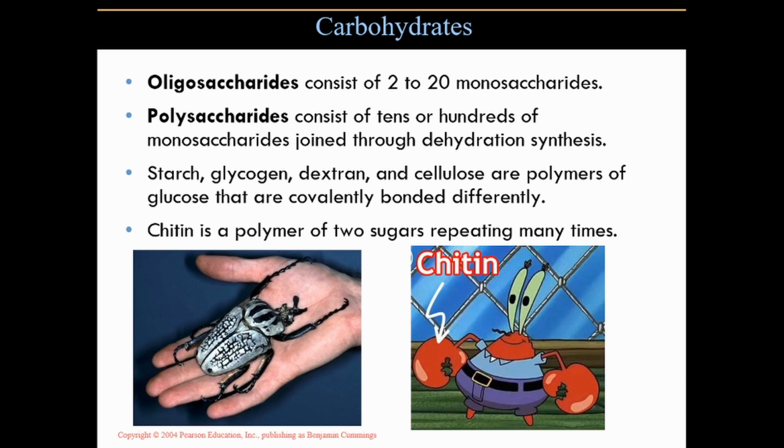What I want my students to remember, and this is for all four of these macromolecules, are the monomers, what are the building blocks, and the polymers. So with carbohydrates, the monomers are monosaccharides, and the polymers are polysaccharides, or starches. So the basic building blocks are the monosaccharides, and the larger units that are built from those basic building blocks are called polysaccharides.